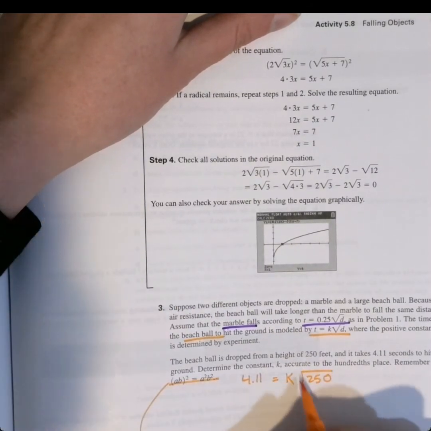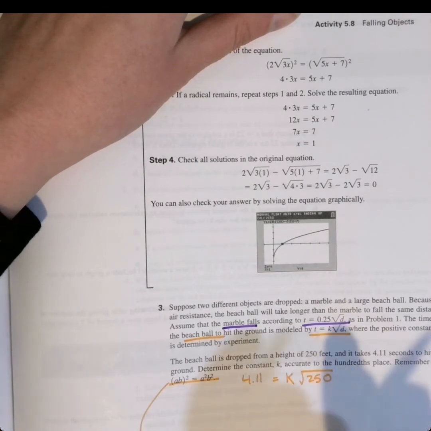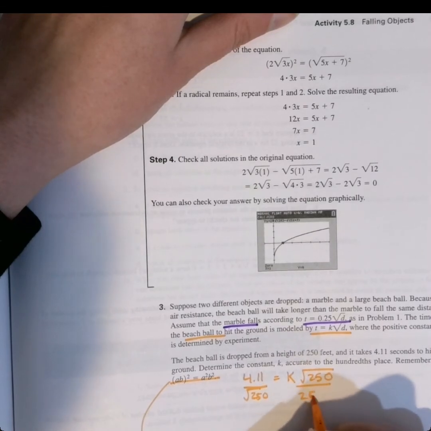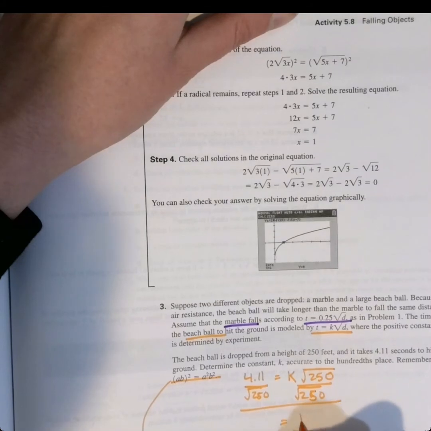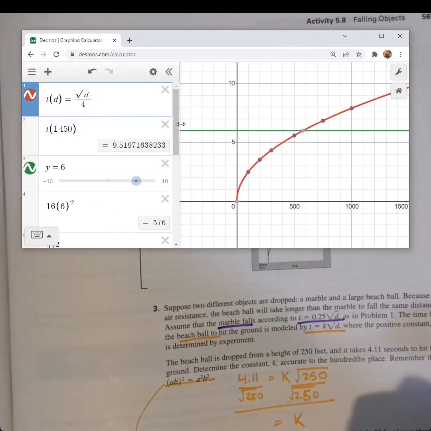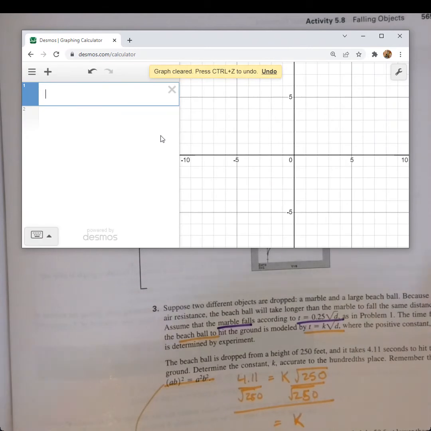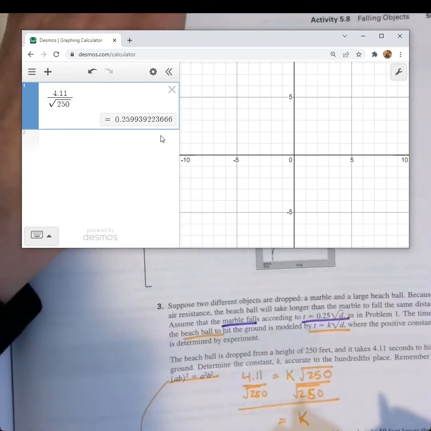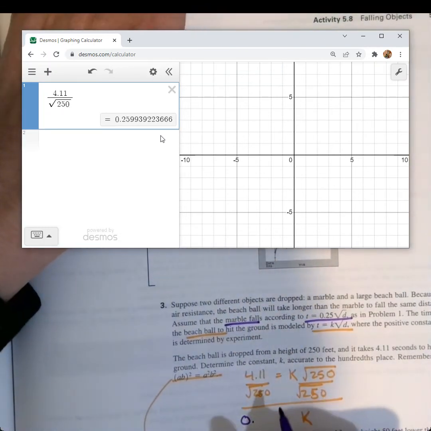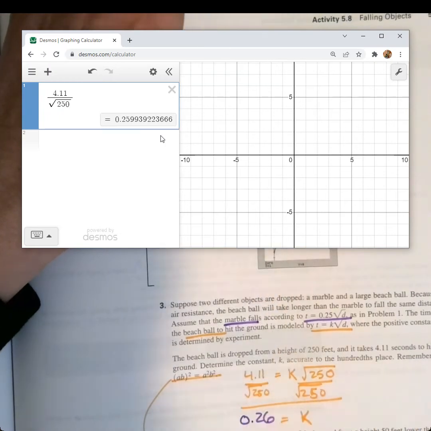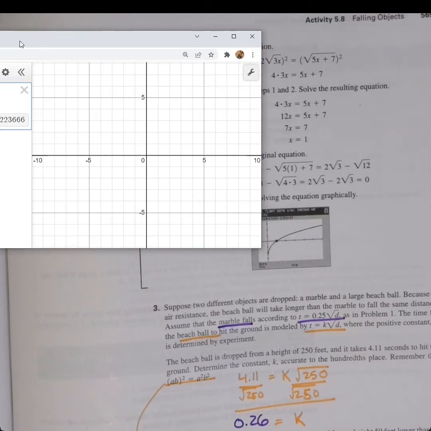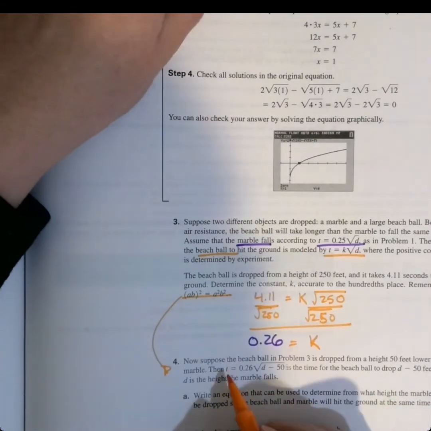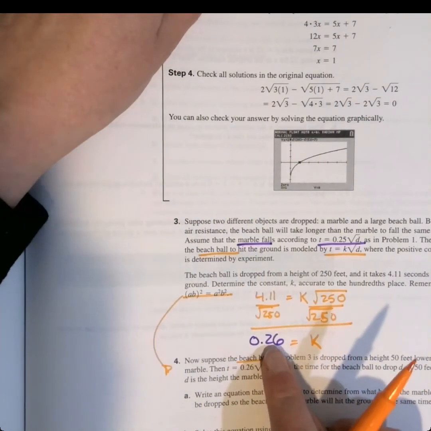I'm not trying to get a variable inside the square root by itself. So I just need to divide both sides by the square root of 250. That's going to get k by itself. So I'm going to take 4.11, divide it by the square root of 250 and round to the hundredths place. That gives me 0.26 for k, 0.2599 or 0.26 for k. Okay, so they confirm that in our beach ball case, we're going to use 0.26 for our k.